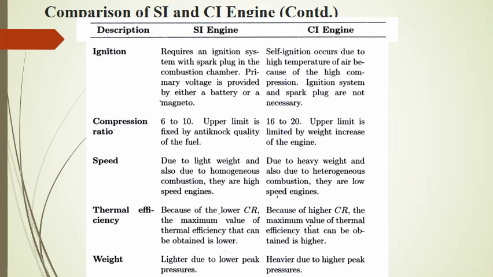In the case of the SI engine, due to light weight and also due to homogeneous combustion, high speed is allowable, whereas in the case of the CI engine, due to heavy weight and also due to heterogeneous combustion, we can allow only low speed operation.